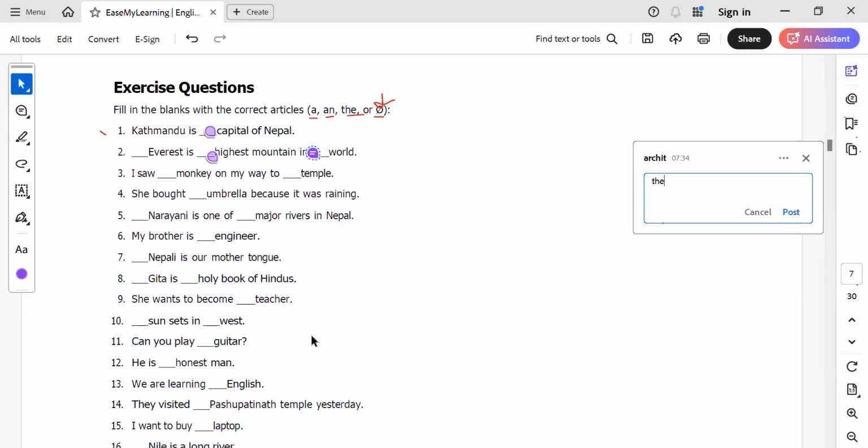So let's see who has given the answer correctly. Yeah, first, I guess Siddhi had given the correct answer. Yes, so Siddhi has given the first correct answer. Okay, we'll move to the third one.